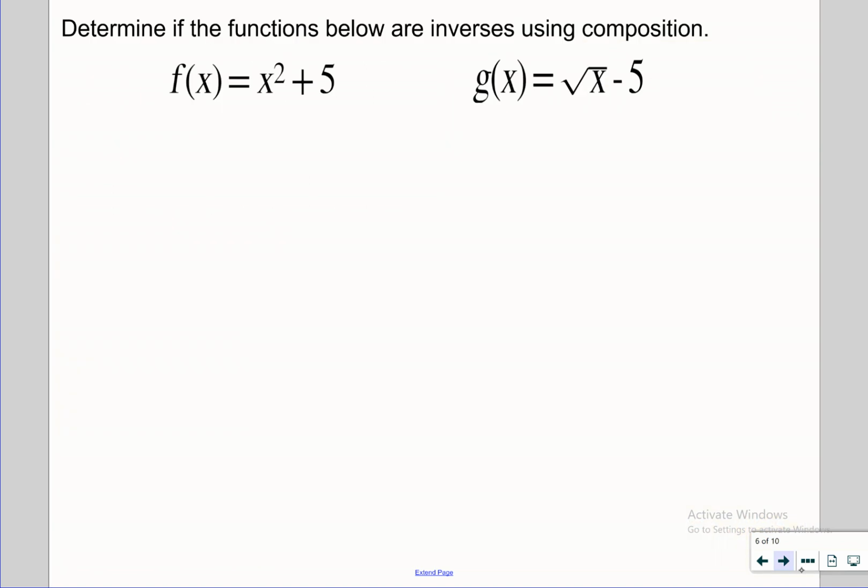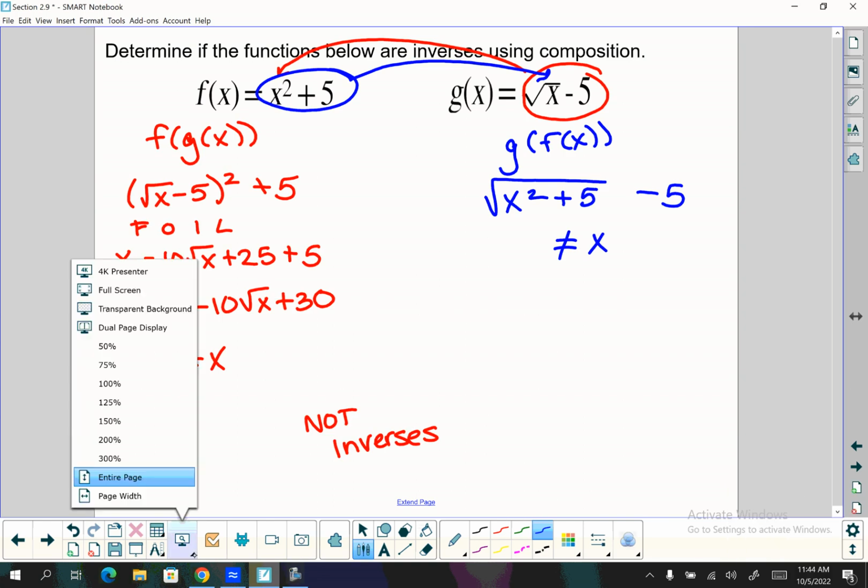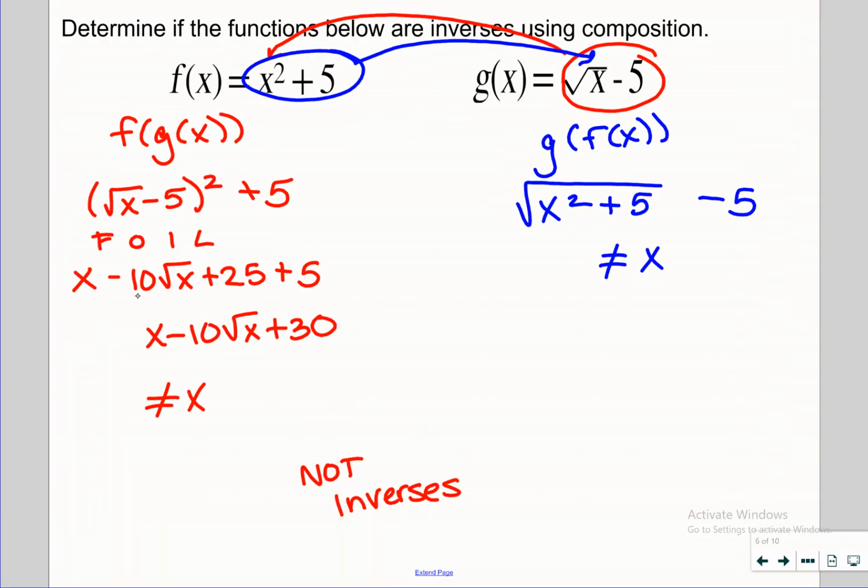All right, take a second. You try this one with a friend on the back of your paper. Go ahead. Determine using composition if we've got inverses. Okay, what do you think? Yes or no? No. These are no's. I have work for both of them here for you. You really only need to do one of them though.